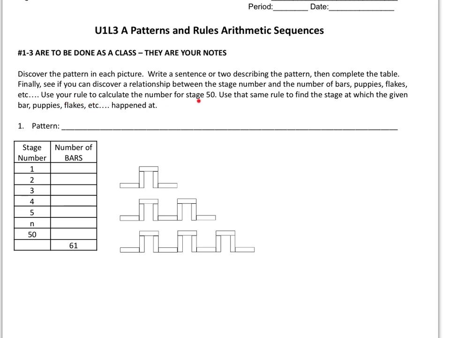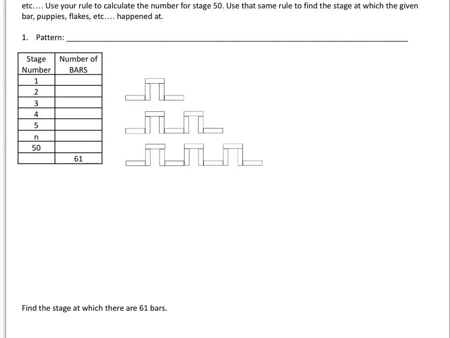You're going to use your rule to calculate the stage at 50 and use the same rule to find the stage at which a given number of puppies can happen. So let's take a look at this first problem. In the first problem, we have the number of bars. We see we have on the first stage 1, 2, 3, 4, 5 bars.